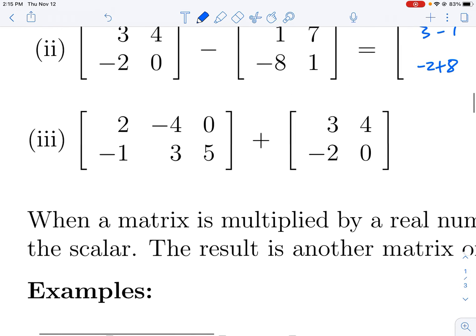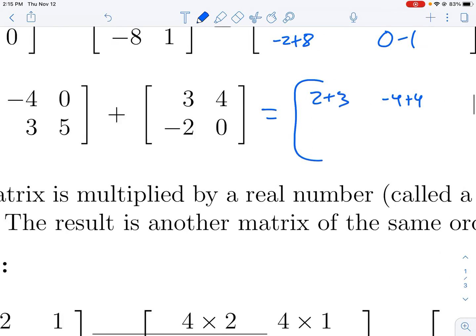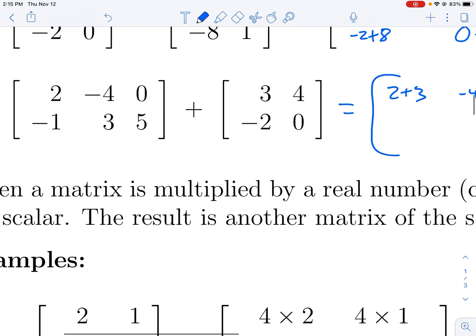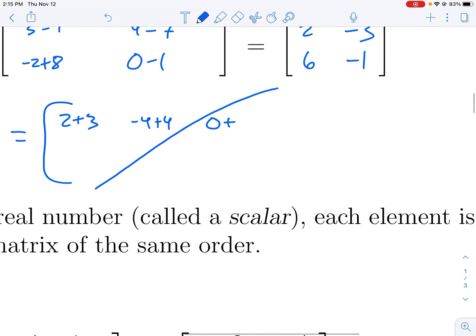Let's look at this third example. We're going to get 2 plus 3, and then -4 plus 4, and then 0 plus... Oh no, there is nothing here. 0 doesn't have anything to add with, and 5 doesn't have anything to add with. Oh no, the problem is broken. And yeah, really it's broken. You can't do this. It would be undefined.